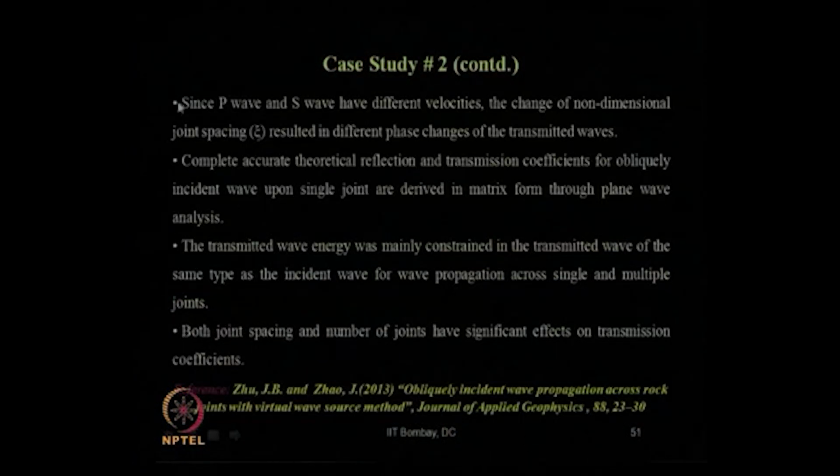Through these equations, they mentioned that since P wave and S wave had different velocities, the change of this non-dimensional joint spacing resulted in different phase changes of the transmitted waves, and the transmitted wave energy was mainly constrained in the transmitted wave of the same type as the incident wave for wave propagation across single and multiple joints. For joint spacing, the number of joints has significant effect on the transmission coefficients. The details about this study can be obtained in this paper by Zhu and Zhao in 2013, which appeared in the Journal of Applied Geophysics, volume 88. These are the page numbers.